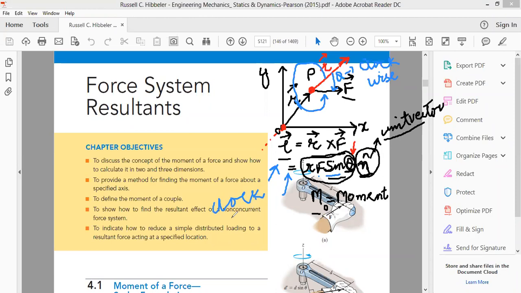So clockwise direction, we have obtained the direction of this torque because it's quite evident that as you move from R to F, you have to move in the clockwise direction. That gives the smallest angle between R and F, that is theta. So this direction being clockwise, we have to say that this torque is clockwise.